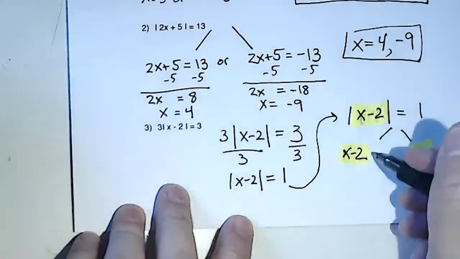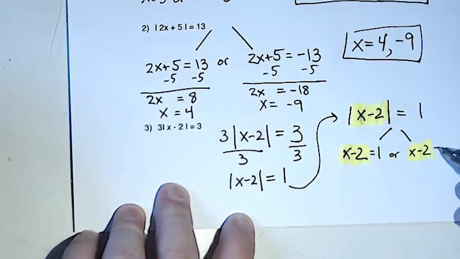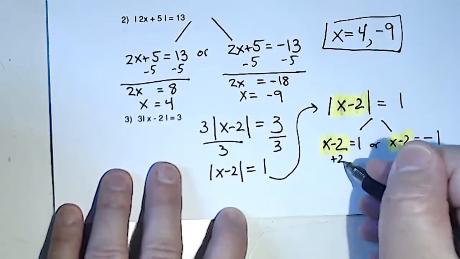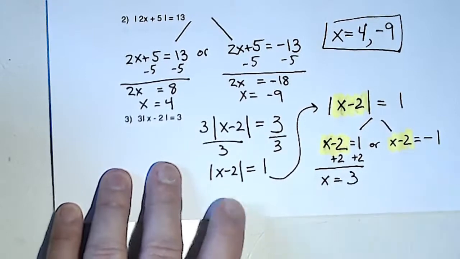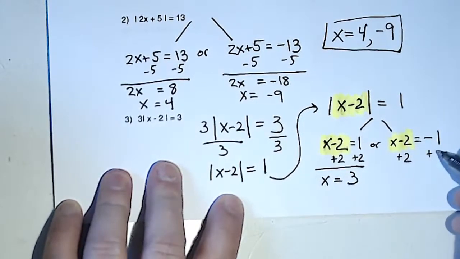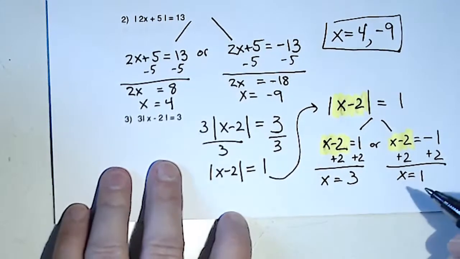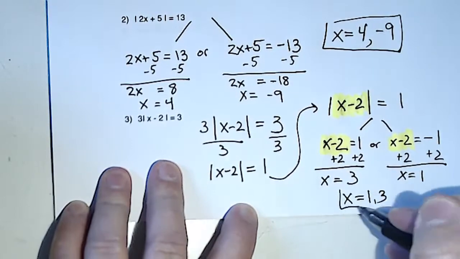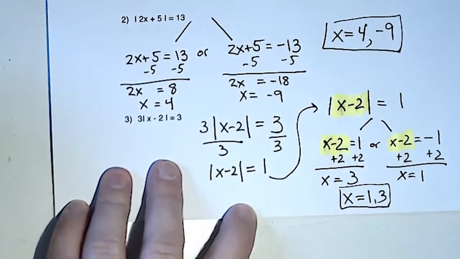The whole thing inside either equals 1 or the whole thing inside equals, you're right, negative 1. Yay! I'm going to add 2 to both sides here. And so either x equals 3 or x equals 1. Now, this is something that can be initially confusing. Look at me putting them in the right order and everything. It's like I'm a professional.